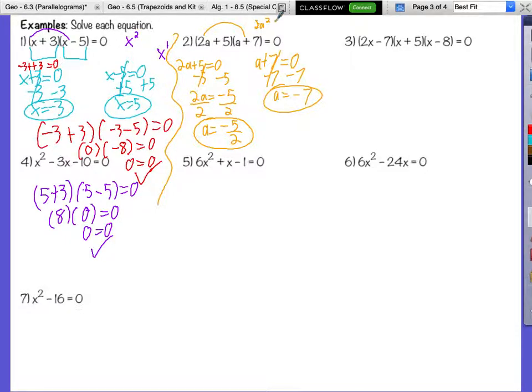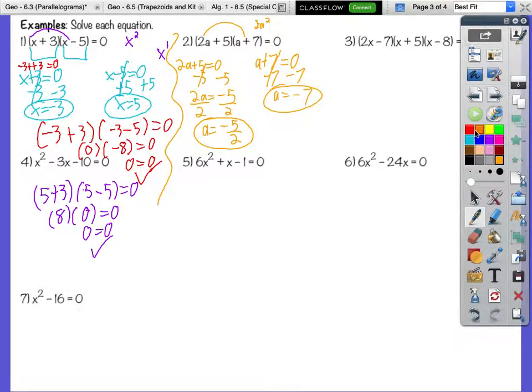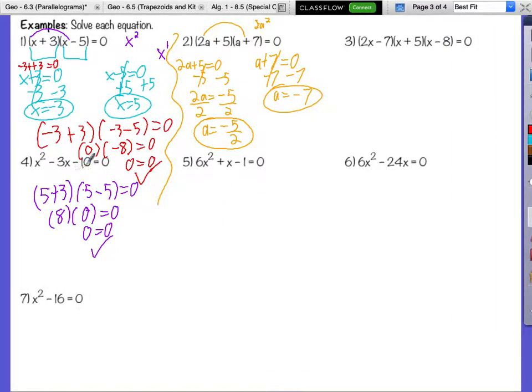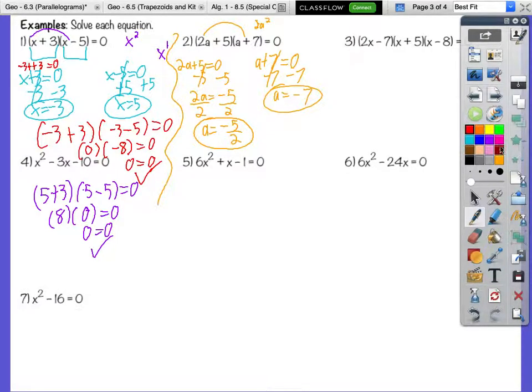What if you don't multiply? What if it's not multiplication? Like on number 4? Well, we could look to factor that though, and maybe get multiplication. We'll talk about that.